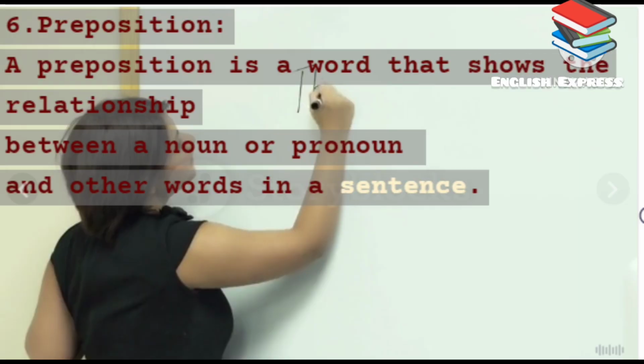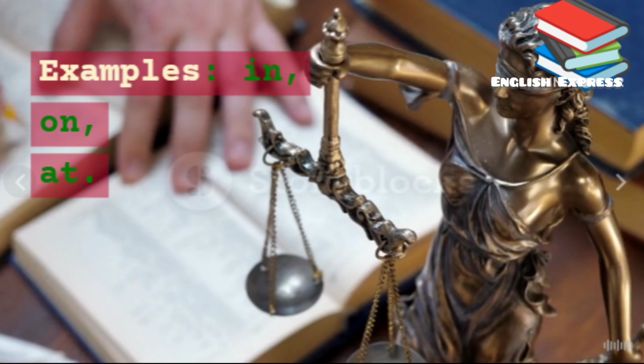Sixth one is preposition. A preposition is a word that shows the relationship between a noun or pronoun and other words in a sentence. For example, in, on, at.